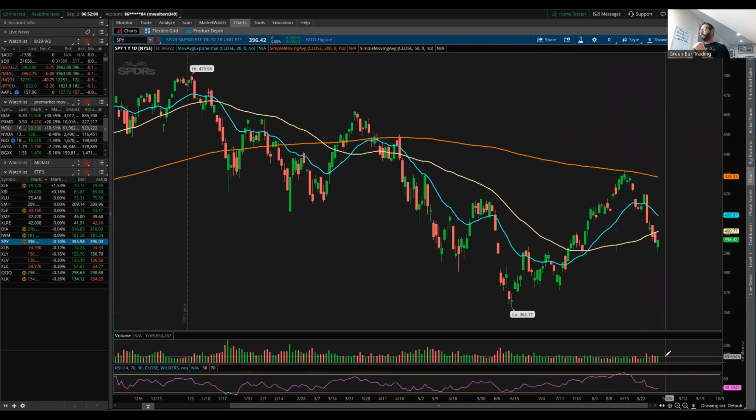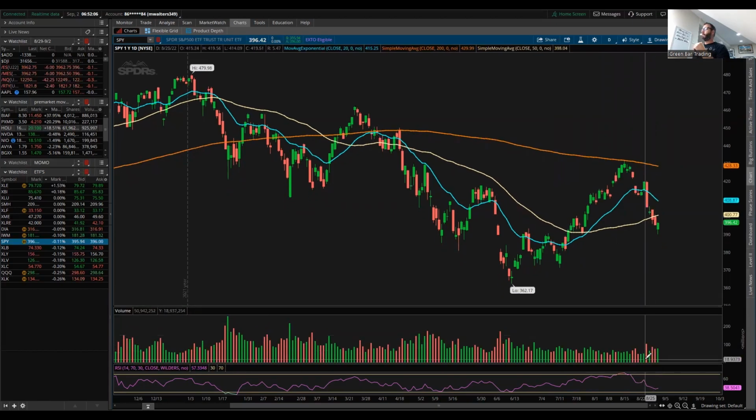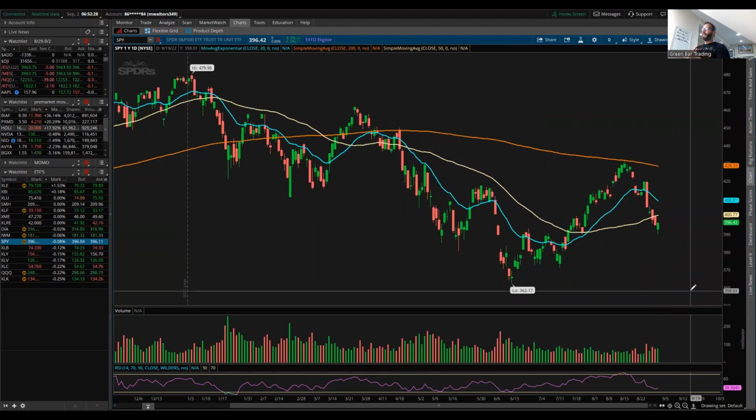And volume, super important. We love to see these distribution days, when there's more selling on higher volume, when the market's down 0.2% or more. That's a distribution day. It gives us market participants, investors and traders, an idea of if institutional investors are either selling or buying.